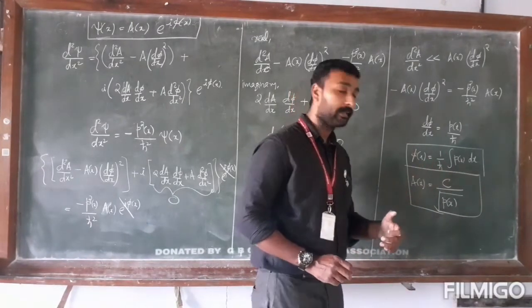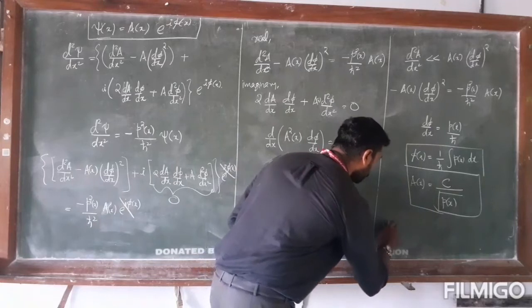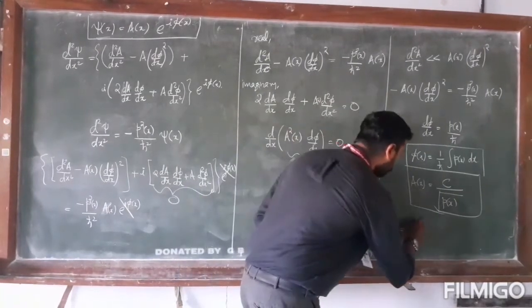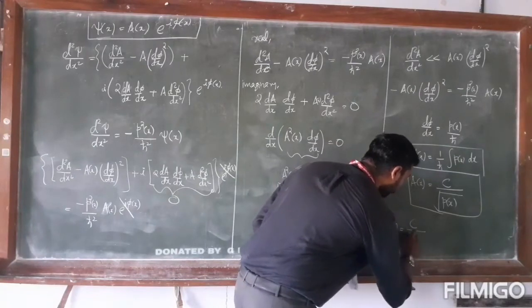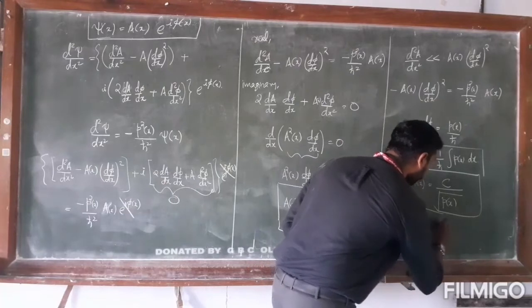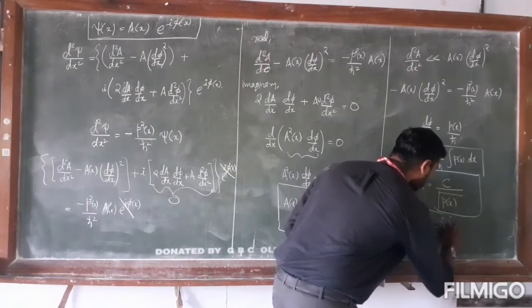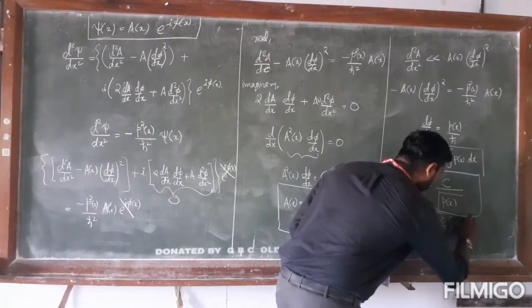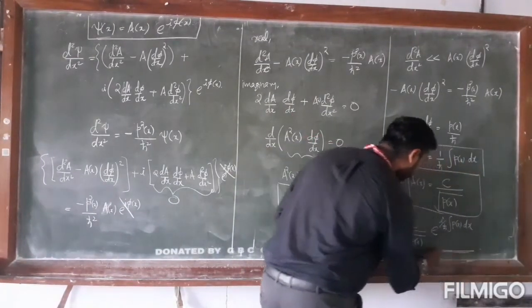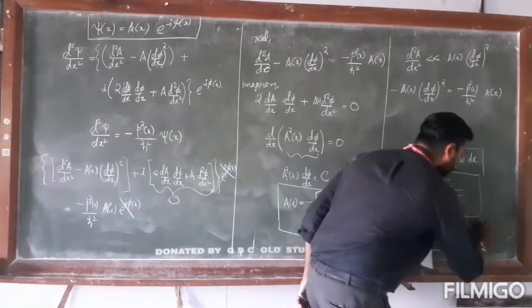Now in the WKB approximation, how can I write my wave function? I can write my wave function ψ(x) is equal to some C by root p(x) times e raised to i/ħ integral p(x) dx. So this would be a general form of the WKB wave function.